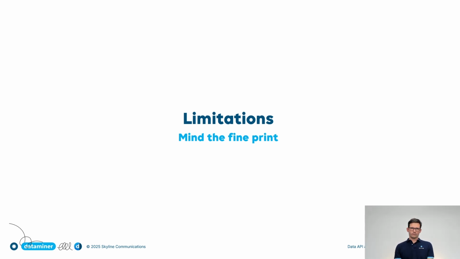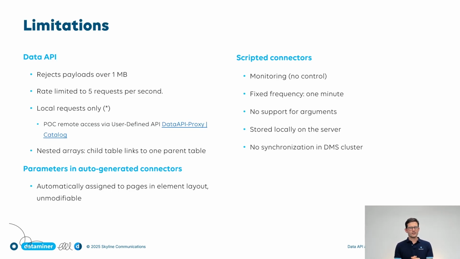Good. Data API, scripted connectors. I think by now you understand what it is not, and I hope you also understand how powerful it is. Today, we do have limitations, and it's only fair that I give you those limitations. With Data API, payloads cannot be bigger than 1 megabyte. Everything else is rejected. There is a rate limit, so you can't send more than 5 requests per second. And Data API also only accepts requests when they're sent from the local host.